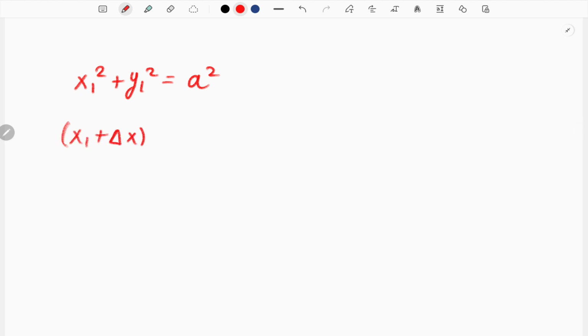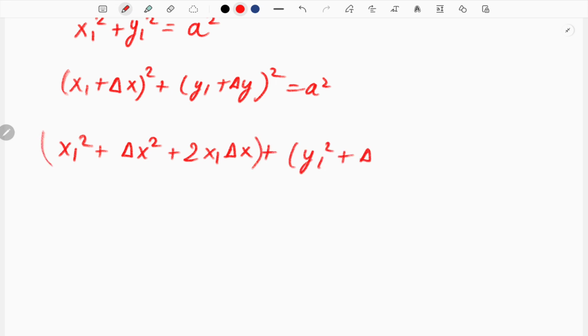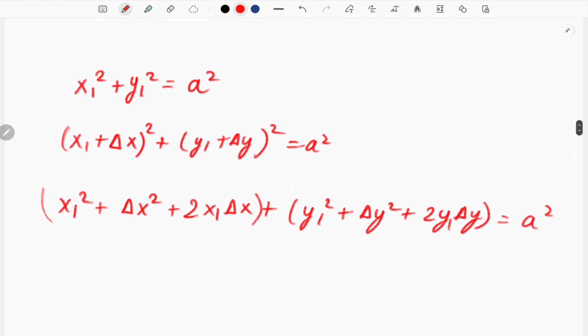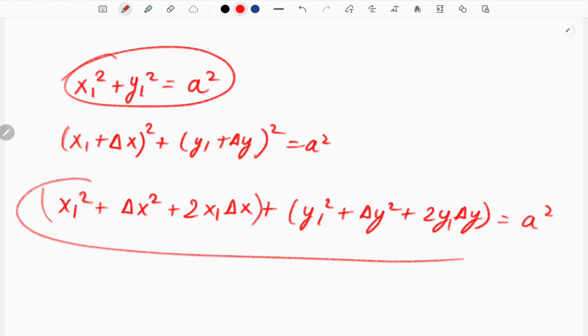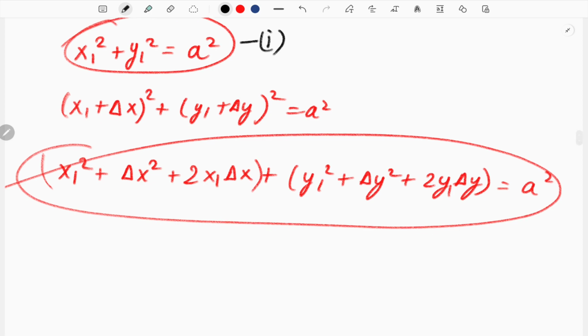x1 plus delta x whole squared plus y1 plus delta y whole squared is equal to a squared. Expanding this, we get x1 squared plus delta x squared plus 2x1 delta x, and the same thing for y1 squared plus delta y squared plus 2y1 delta y is equal to a squared. Now we have this equation and we have this equation. Let's number this equation 1 and this equation 2.